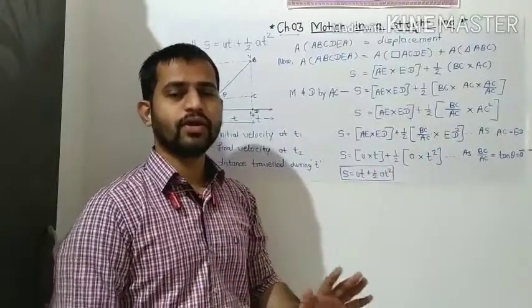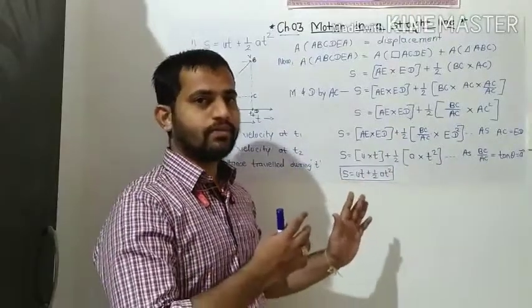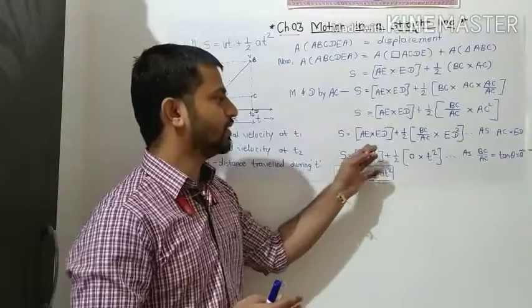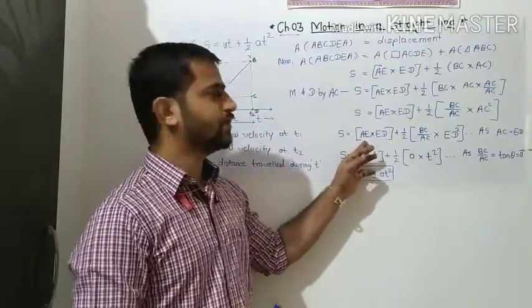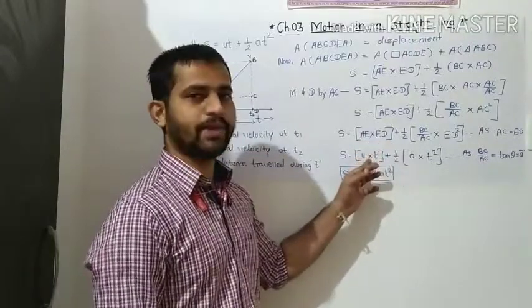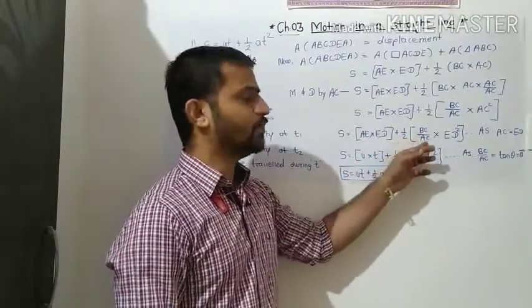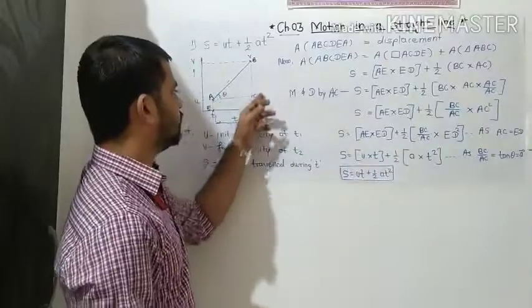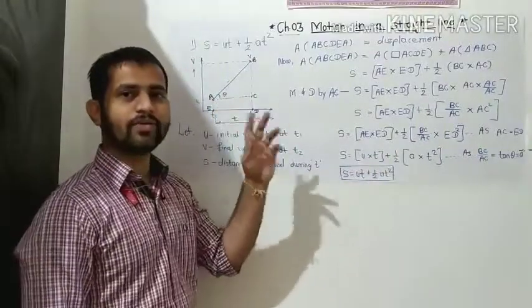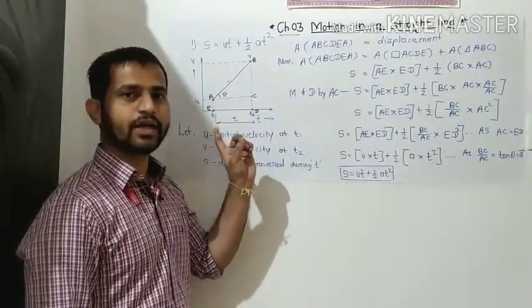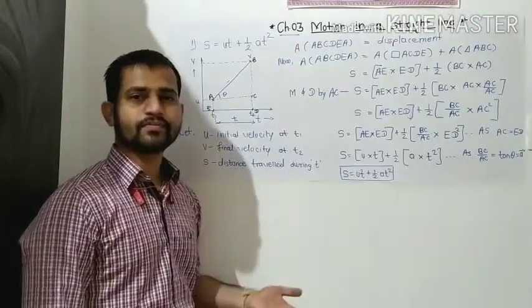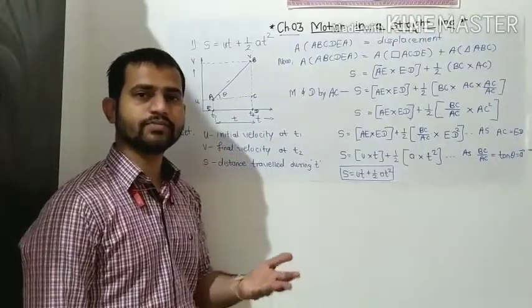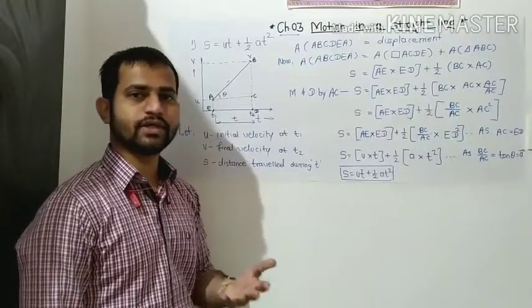Now we'll get the final equation. S is equal to, from the graph we'll get some values of each and every length here. The AE represents the initial velocity, ED represents the time period, plus 1/2 BC upon AC. From this graph, BC upon AC is nothing but the tan of the angle theta. And what is the tan of the angle theta in case of the VT curve? It is nothing but the acceleration.